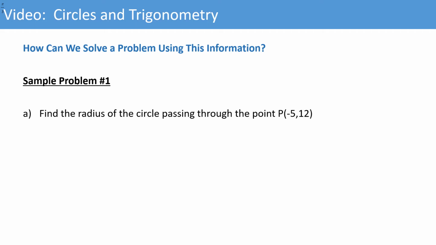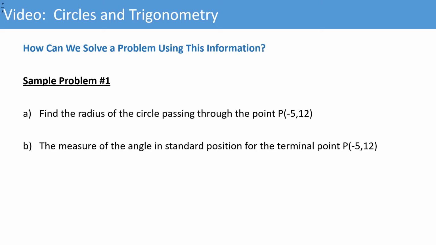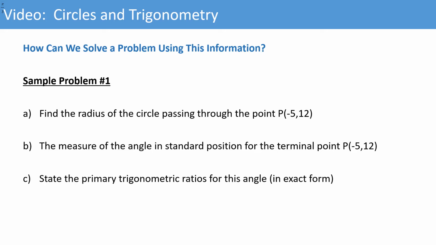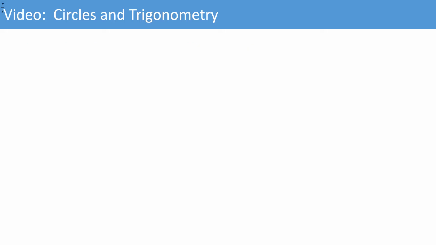Here's a problem that we're going to use to walk you through the steps. Find the radius of the circle passing through the point -5, 12. Find the measure of the angle in standard position for the terminal point P at -5, 12. State the primary trigonometric ratios for this angle in exact form.